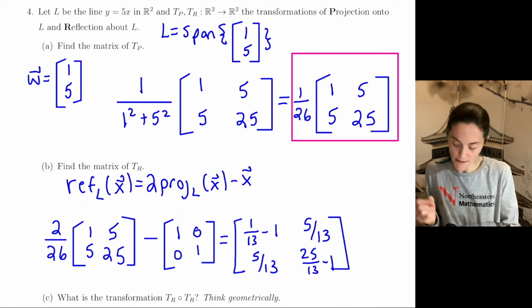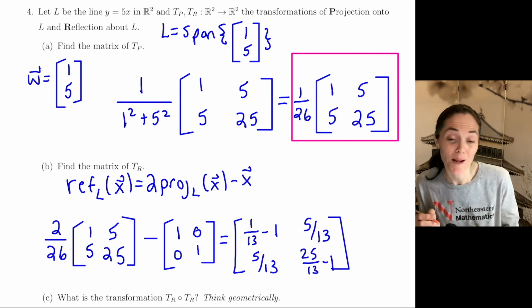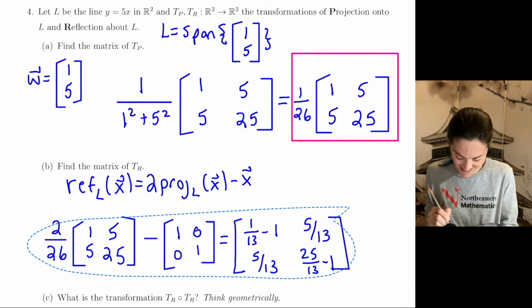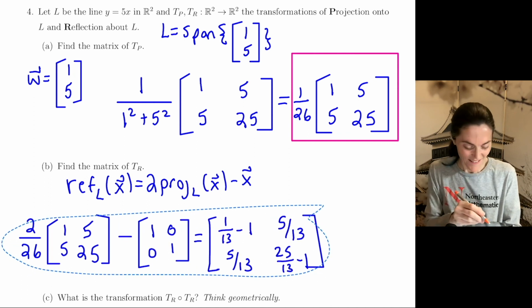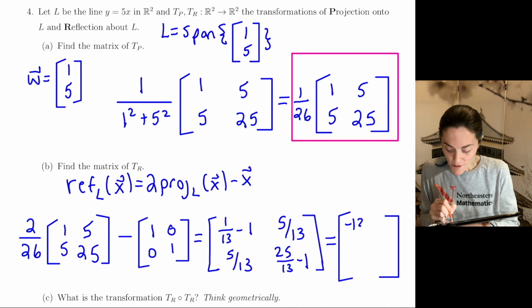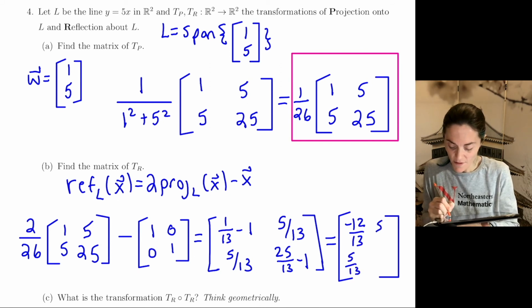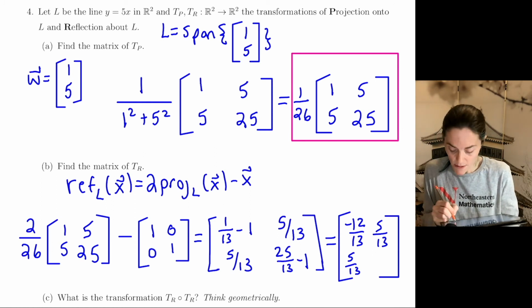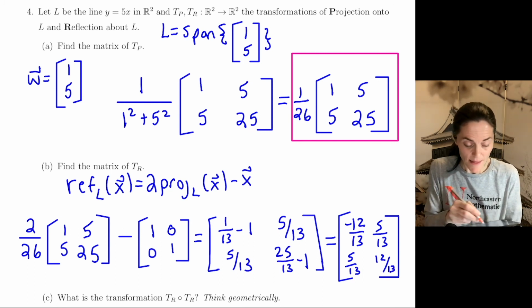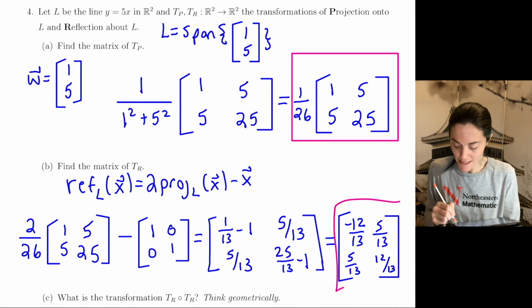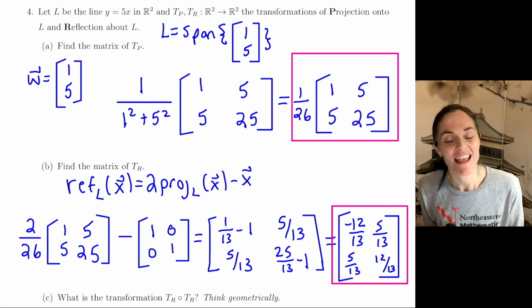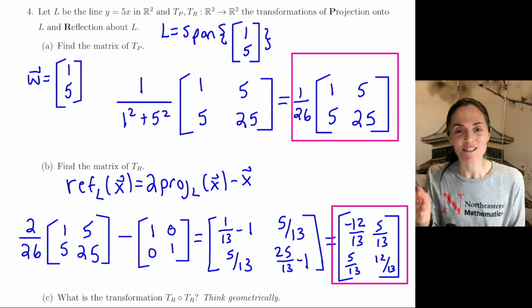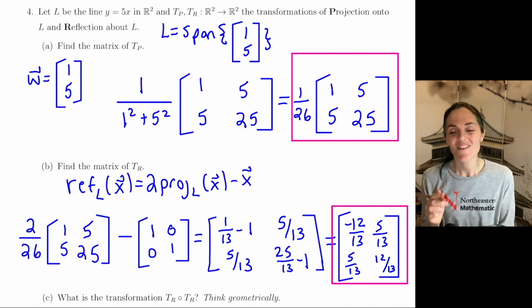Now let's write this. All I have to do is add 2 numbers, and then I'm done. We have negative 12 over 13, 5 over 13, 5 over 13, and then we have 25 minus 13, which is a positive 12 over 13. So this is my answer. This is the matrix of reflection about this line. The way that I got it was 2 times the projection matrix minus the identity.